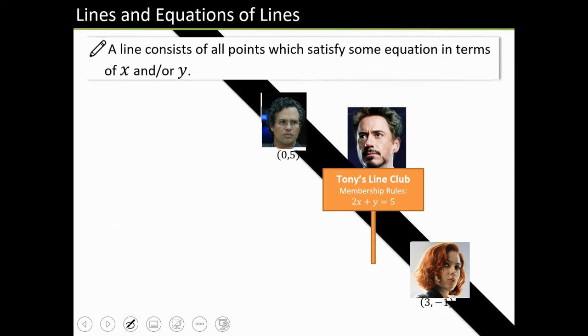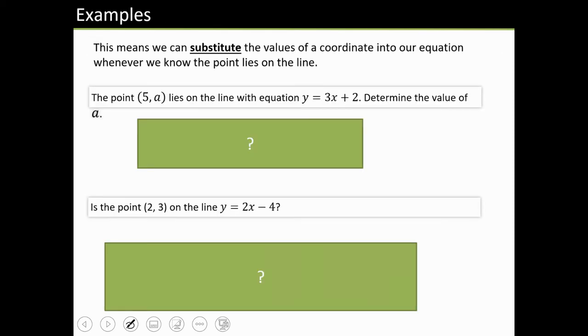So it says here, a line consists of all points which satisfy some equation in terms of x and y. So therefore, if a point is on a line, it must satisfy the equation, meaning if you substitute the x and y value into that equation, it must be true, okay? So let's look at this example here.